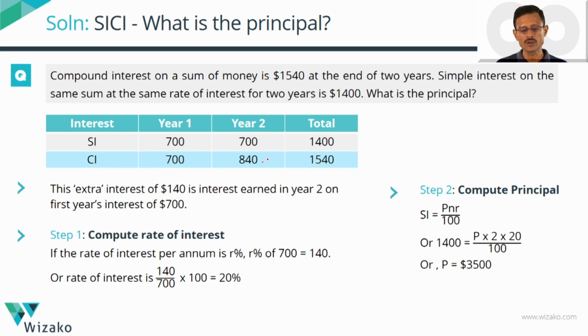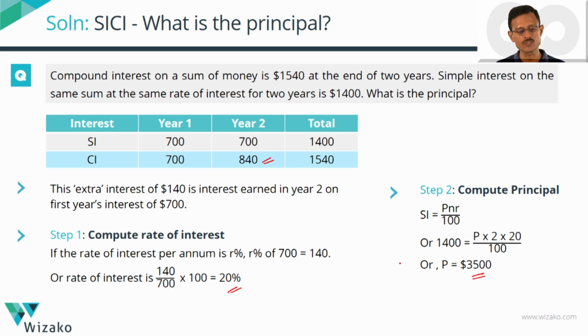Let's quickly recap it in a printed form. This extra interest of 140 that we got in the second year is the interest earned in the second year on the first year's interest of $700. The rate of interest is R%. Then this R percent of 700 is equal to 140. So essentially, what is R? R is equal to 20%. Once you have found out the rate of interest is equal to 20%, you can do it either the way I showcased in this slide, or you can go about it with a regular formula. Simple interest is equal to 1400 for 2 years, which is equal to P into number of years, 2, into rate of interest, 20 divided by 100. Solve for this, we'll get the same value, which is the principal is equal to 3500.